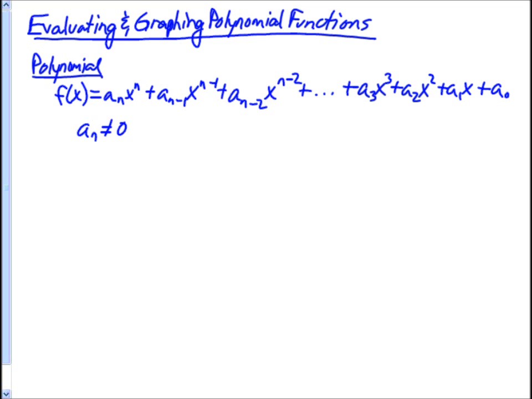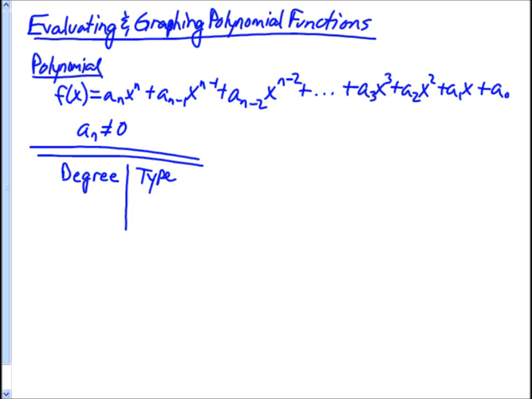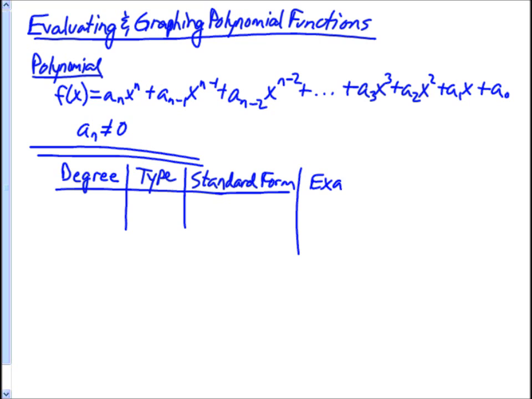So let's take a look at some polynomials that you're probably very familiar with. Their degree, the type or classification for that, and then their standard form. Let's throw in an example as well. First of all, let's look at a polynomial of degree 0.